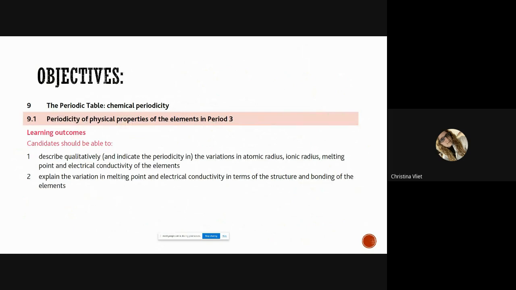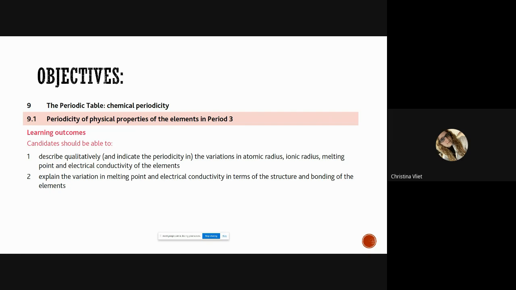I relisted the objectives. These are the objectives from the syllabus. Notice how late it is. That's topic 9. All of our other objectives were in topics 4 and 5. So that's why I said there were these little topics that I just threw at the end of the year in prior years, and I've been meaning to integrate them better into the content, and this is one of them. So, the periodic table: what we're going to be looking at today is periodicity of physical properties of the elements in period 3.